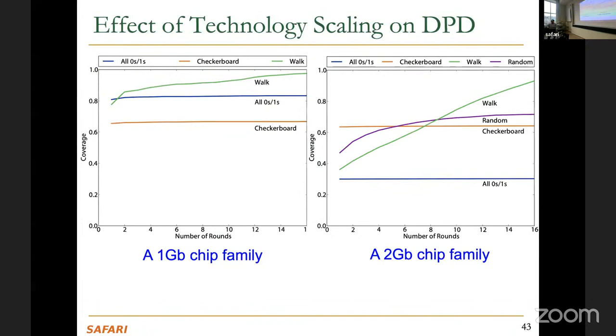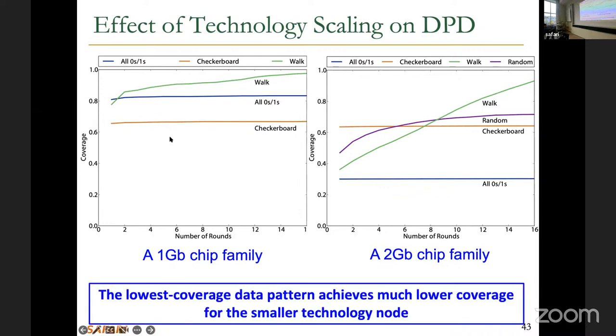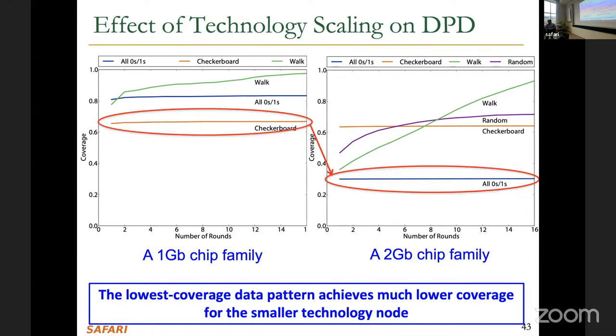Okay, so let's take a look at this. Actually, I have not shown you this one, but I will show you now. Comparing these two figures shows the effect of technology scaling as an example from manufacturer A. If you look at this chip family over here, the lowest coverage data pattern achieves much lower coverage for the smaller technology. A checkerboard, for example, has lower coverage; all zeros and ones achieve much lower coverage. Actually, all of the patterns achieve lower coverage as you go from one technology node to another. We have similar examples in the paper for other manufacturers as well. If you look at the lowest coverage, checkerboard is lowest here, all zeros and ones over here, you clearly have a jump.